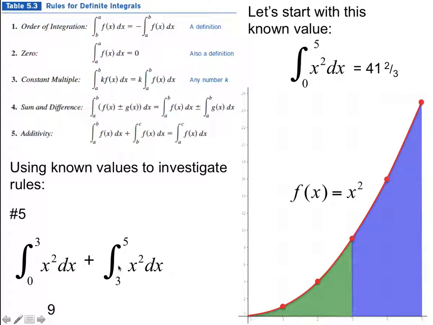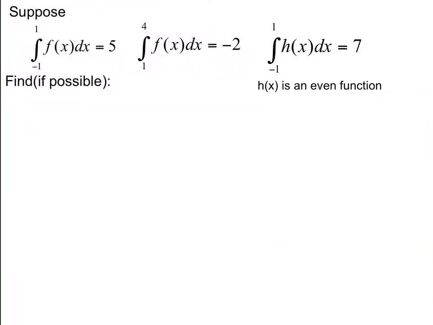I know that that sum is 41 2/3. So if I did each one of these on my calculator, I would get 9 for this, and I would get 32 2/3 for this, and sure enough, that equals 41 2/3. So this is kind of like the pieces add up to the whole. The green piece and the blue piece add up to the whole value. So those 5 properties we'll use a lot through the course of Unit 5 and beyond.